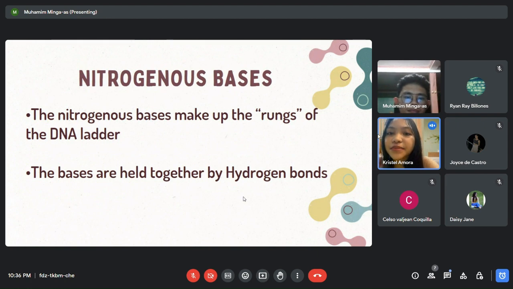The nitrogenous bases make up the rungs of the DNA ladder, and the bases are held together by hydrogen bonds.